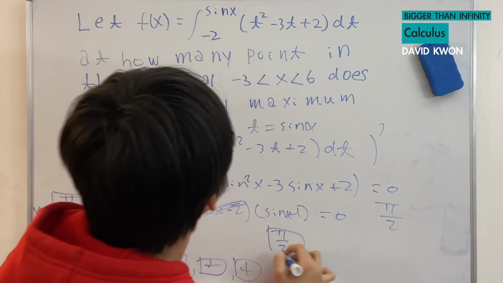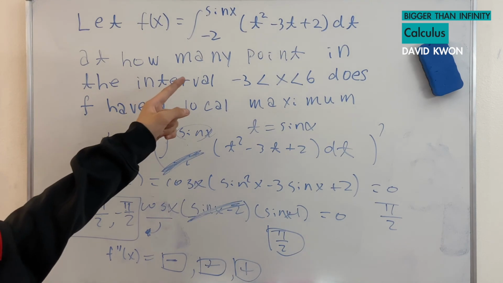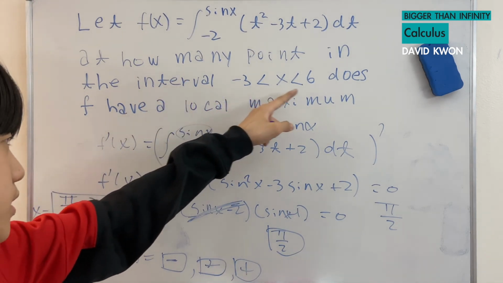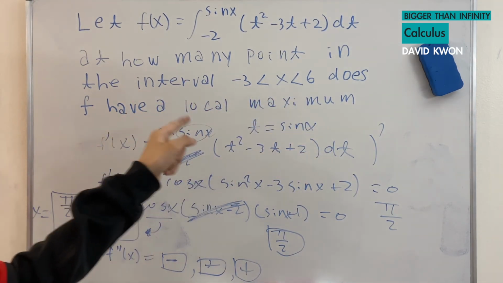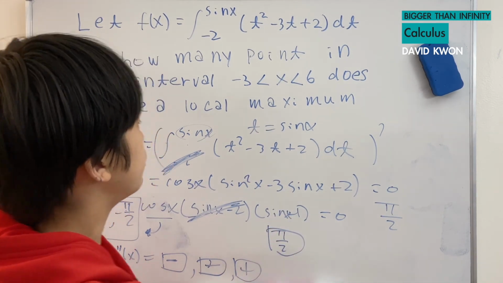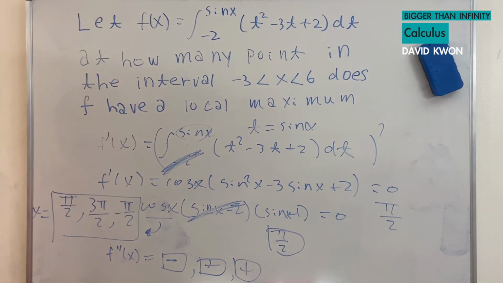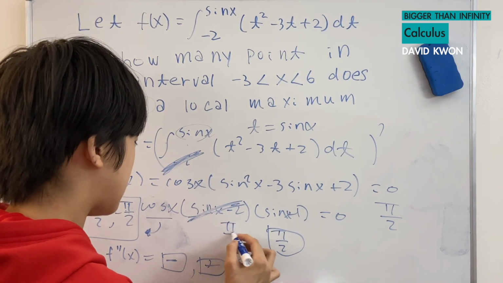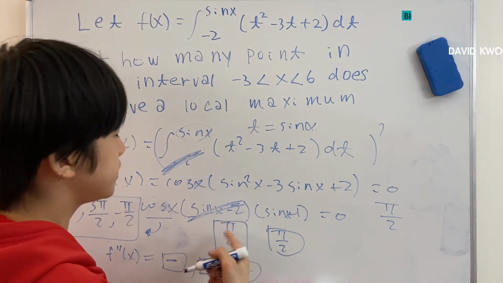And it asked us, at how many points in the interval from negative 3 to 6 does f have a local maximum? It's only 1, which is pi over 2. We only have 1 point that works. So I'll write it one more time, and this is the answer.